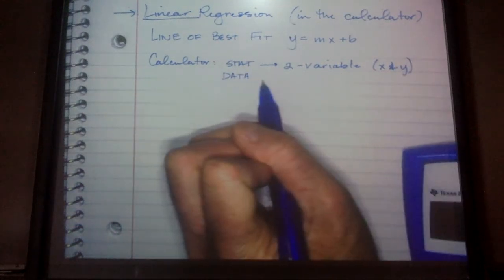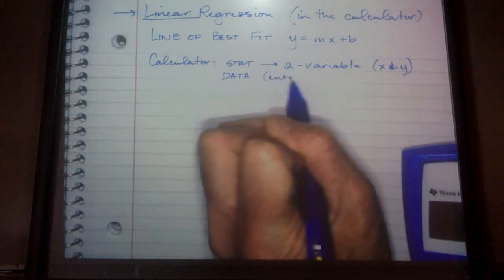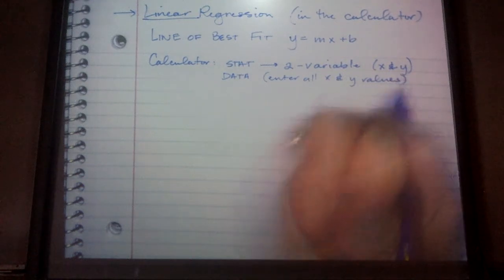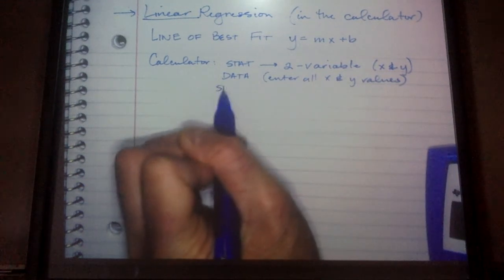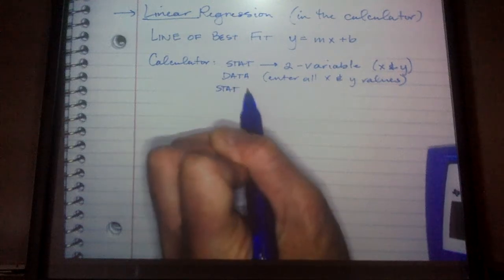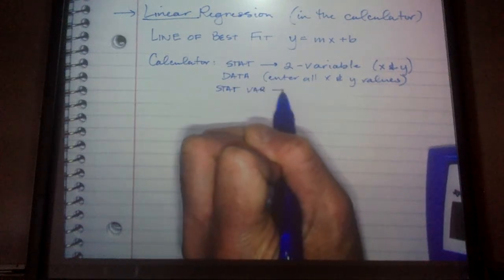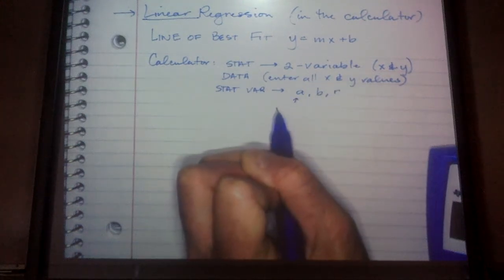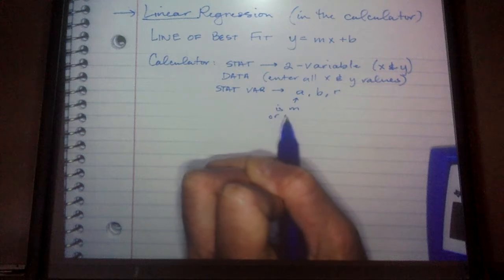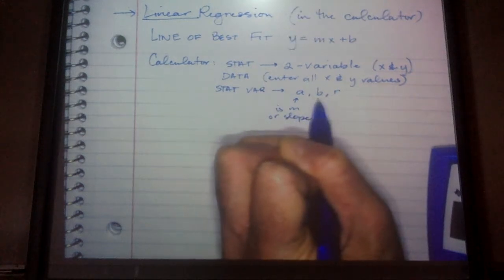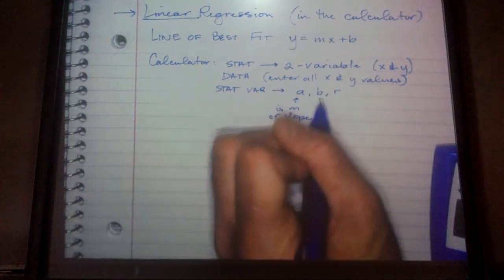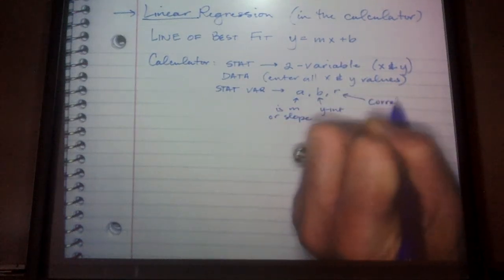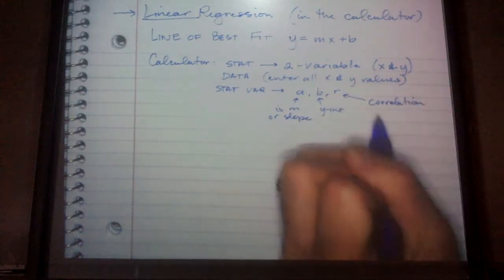So I'm going to enter all x and y values. And then finally, I'm going to hit stat variance, and it's going to calculate A, B, and R. A is m, or slope. B is what it says, it's your y-intercept, and R is your correlation coefficient.